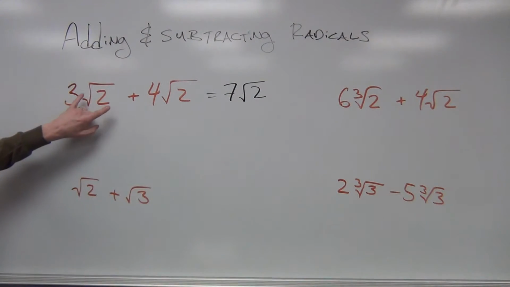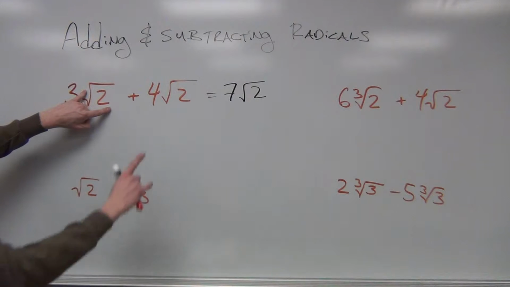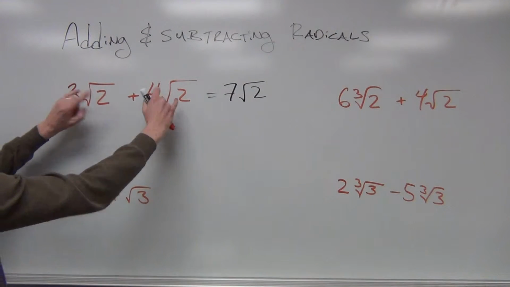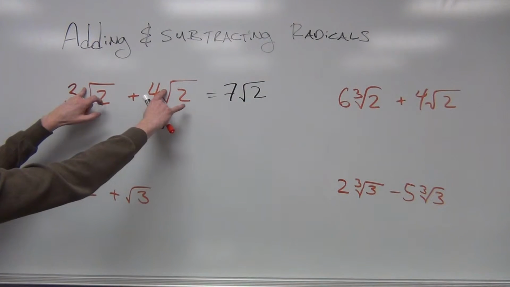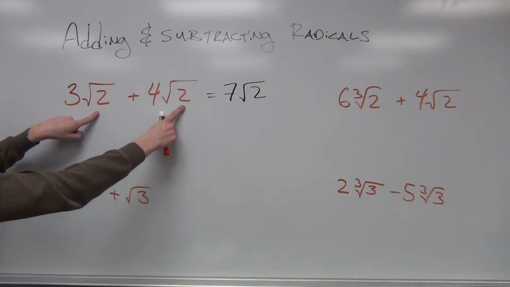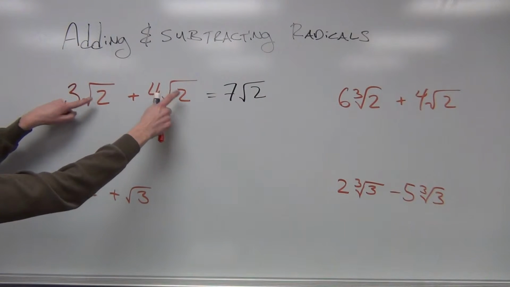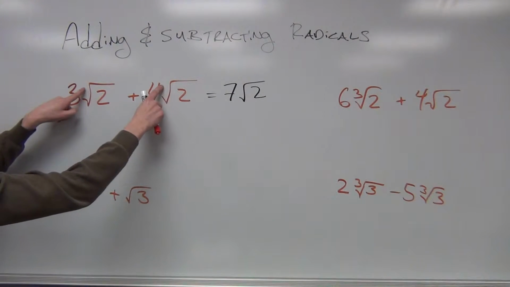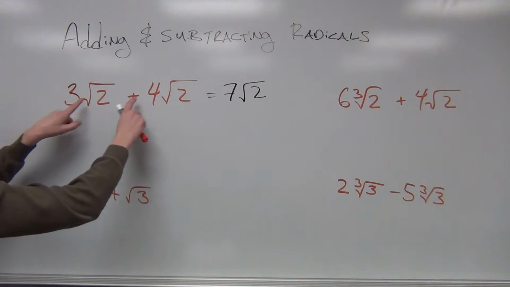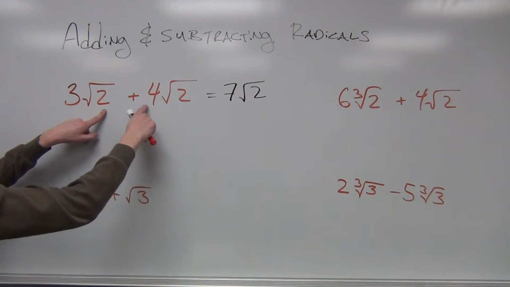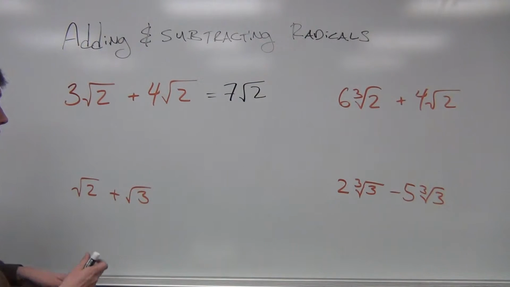When we are adding radicals, we have to have the same radical that we are adding 3 of and 4 of. If this is a cube root of 2, this would also have to be a cube root of 2 to be able to combine them. These are square roots of 2. So the radicand and the index have to be the same. All right, so this is the square root of the same number. 3 square roots of 2 and 4 square roots of 2 make 7 square roots of 2.